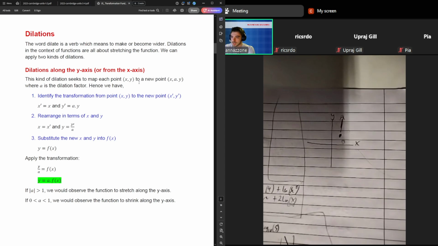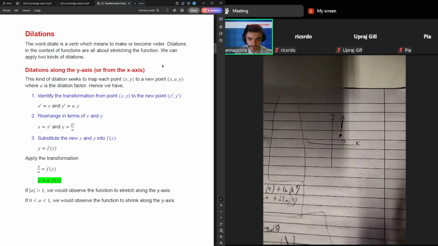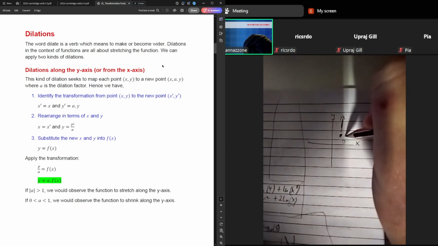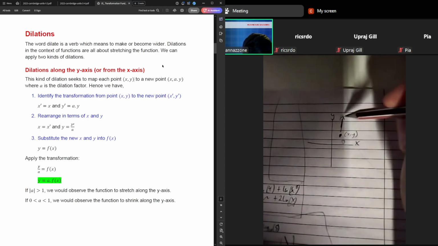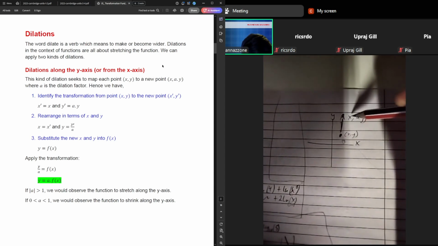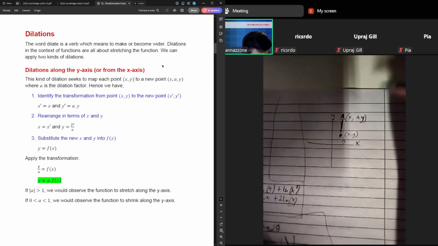Now, how does this actually work? Dilations, being that they stretch, are effectively a multiplication of whatever variable you have. So if we're going along the y from the x, whatever it is, in the y direction, that is a multiplication of the y variable. So you're starting out at some original point, x comma y, and you're moving to some new point, x comma a times y. So again, if I go back to that drawing, if this was x comma y, then this new point up here shares the same x value, but has been multiplied by whatever a is on the y.